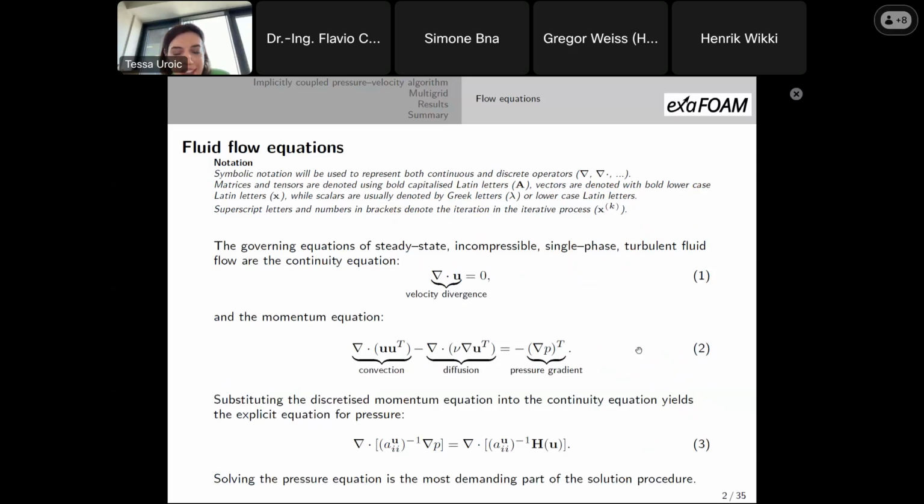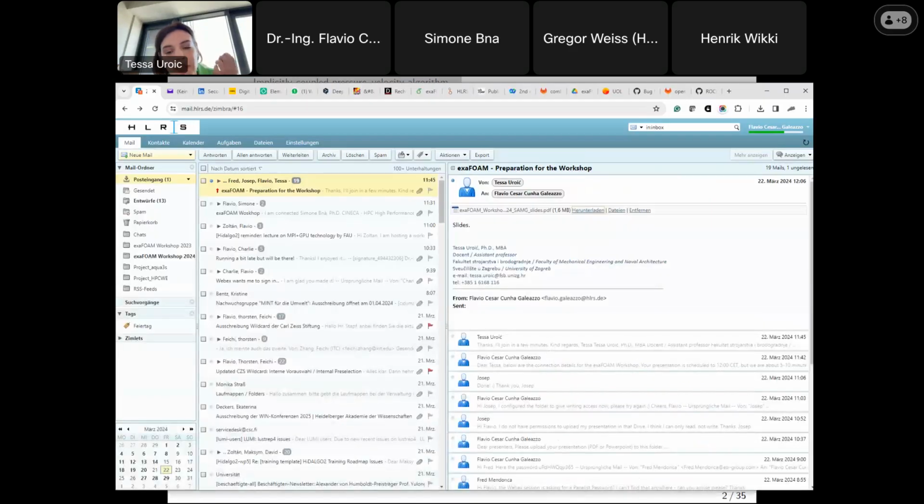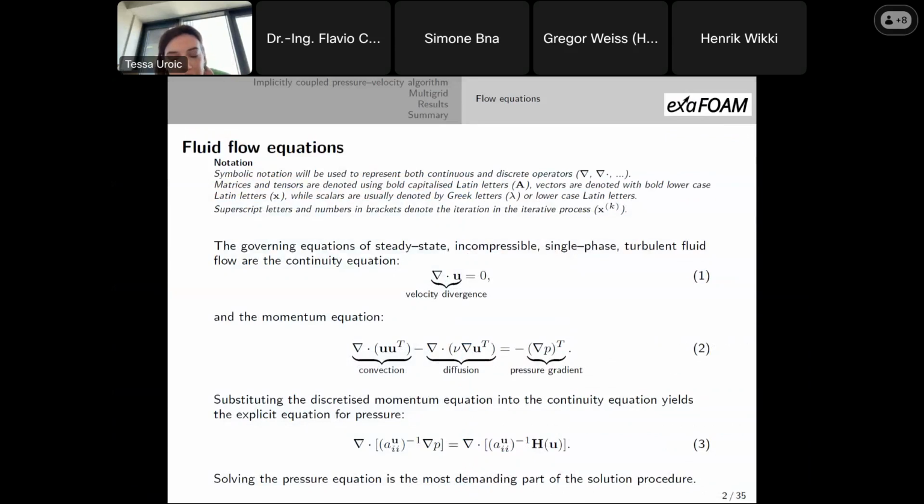Okay, so I won't go into the equations that you have already seen hundreds and hundreds, perhaps thousands of times. However, I will focus on the treatment of these equations that we use in our solver. So the momentum and the continuity equation in the implicitly coupled pressure-velocity solver are treated in a single linear system, after the linearization of the momentum equation. Please, Flavio, skip to the next slide.